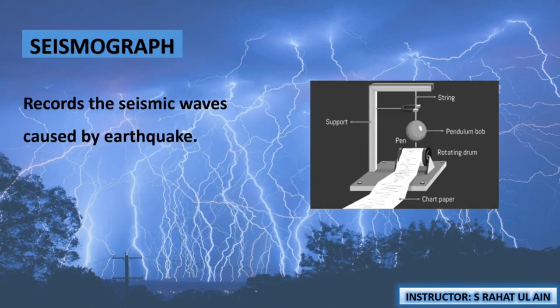There is a device called a seismograph which records the seismic waves caused by earthquake. It is an instrument which will tell you how much the magnitude of the earthquake was. It records the seismic waves caused by earthquake.